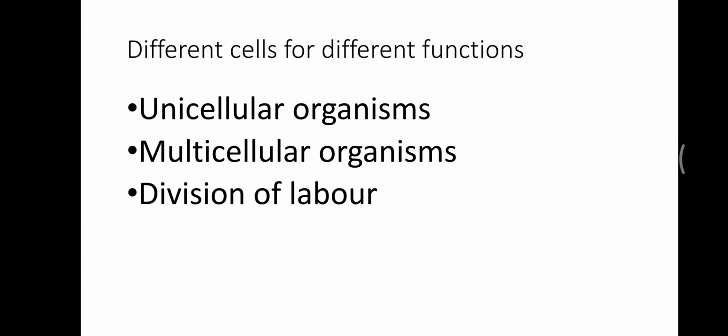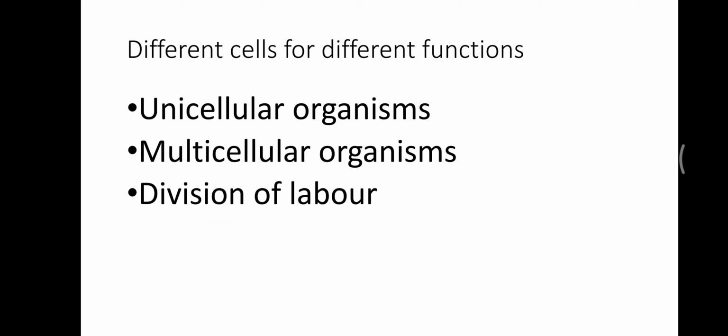This is your science class and we are doing chapter 1, From Cells to Organisms. The topic for today's discussion is different cells for different functions. So students, all of you know that cell is a basic unit of life. So if there is no cell, there will be no life. So we can say cell is very necessary for the formation of life because it is the basic unit of life.